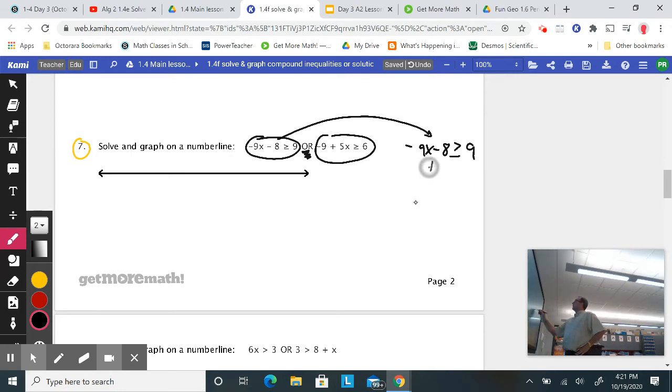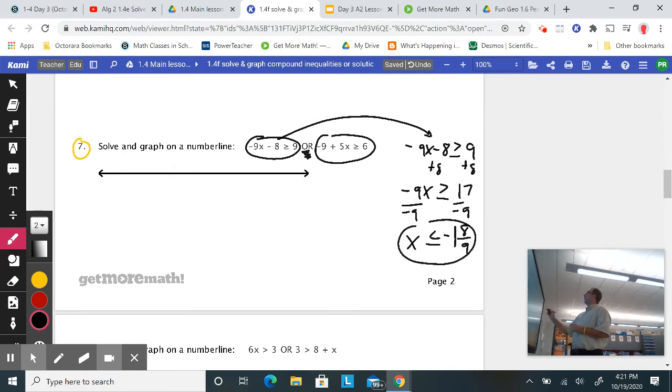Let's add 8 to both sides. Of course, the sign would stay the same. I just added 8 to both sides. And now I'm going to divide by negative 9. When you divide by a negative, you need to reverse the sign. And 17 ninths, positive divided by negative is a negative, so negative 1 and 8 ninths.